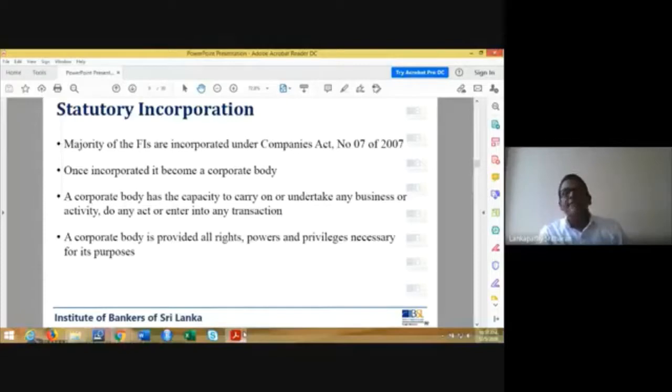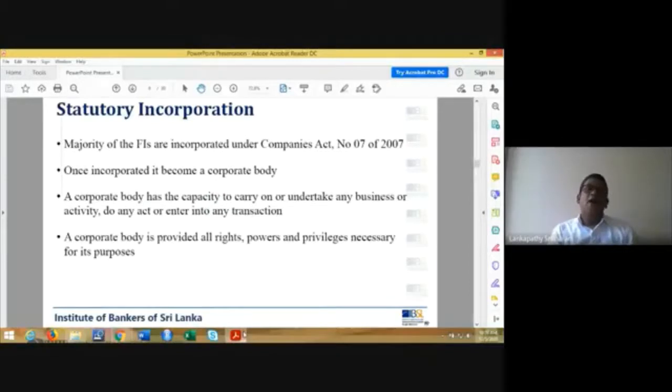A corporate body has the capacity to carry out or undertake any business or activity, do any act or enter into any transaction. Basically, a corporate body is like an artificial person, not a natural person. It has the power or capacity to carry on any business or activity, do any act or enter into any transaction. And finally, a corporate body is given all rights, powers and privileges necessary for its purpose.